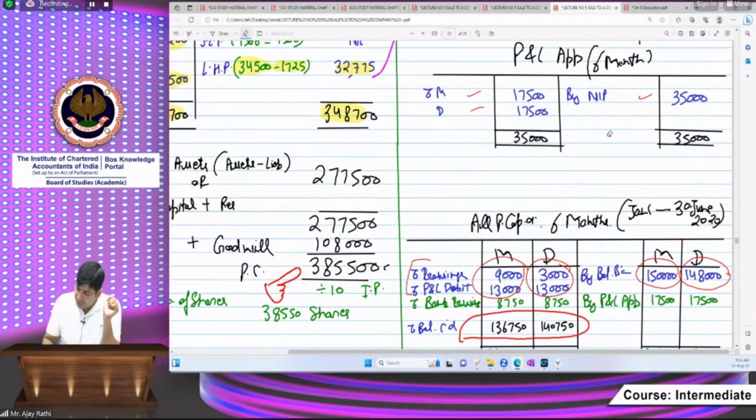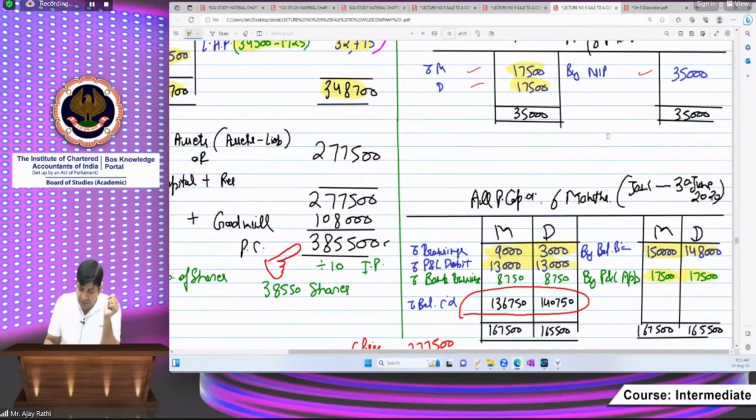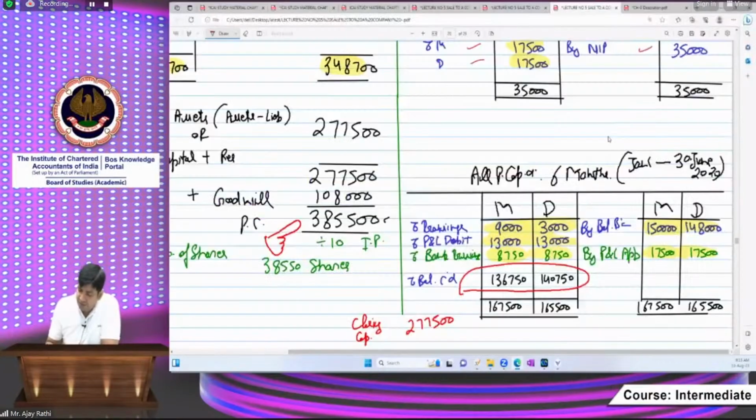Okay beta, now see, after posting these highlighted figures, we have to distribute such profit through a P&L appropriation to M and D individually. And you already know one more thing: half of the profit, 8,750, has to be part of drawings. Now these are the final balances which we could find out.